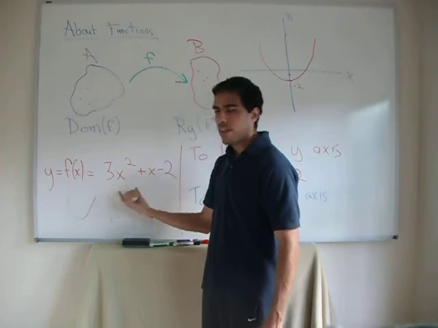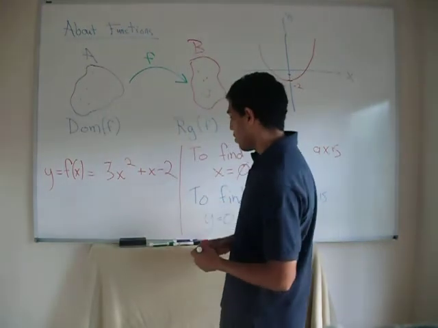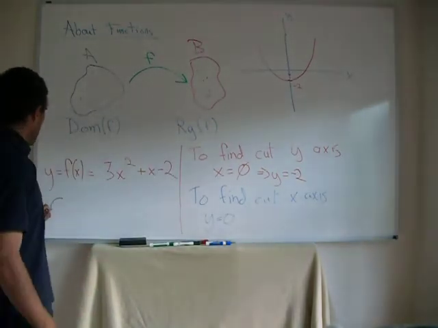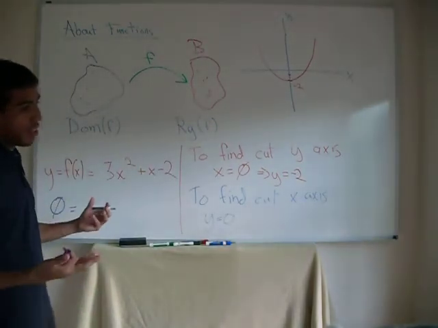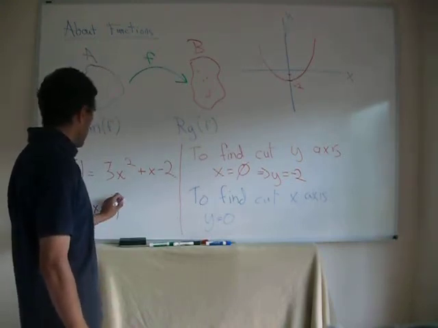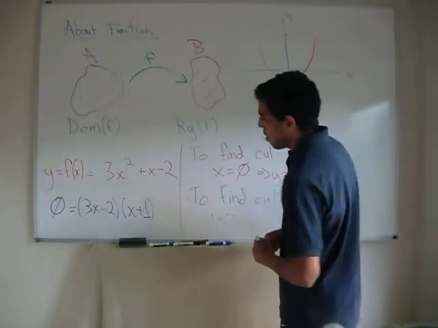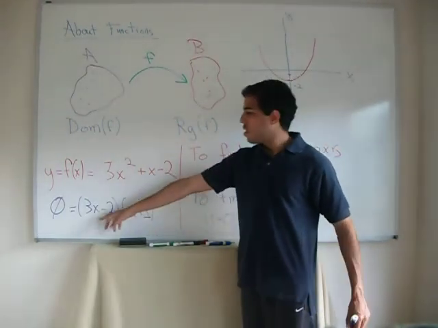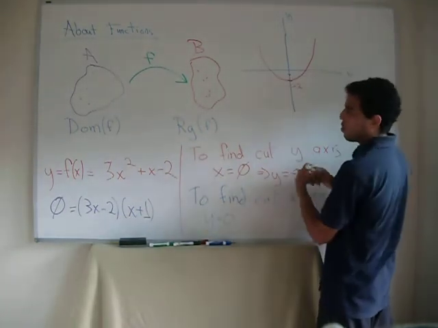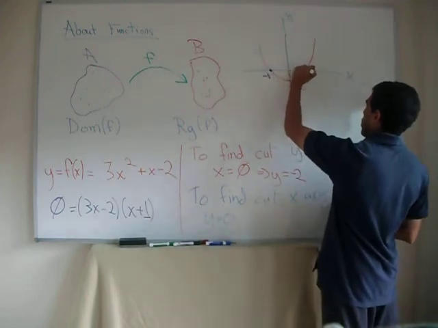After factoring, you're going to end up seeing that 0, which is what I want, y equals 3x minus 2, times x plus 1. And that means that there are two cuts in the x-axis. One is at 2/3 and the other one is at -1. So I may just write it down, and then I know that this cut right here is -1, and this cut right here is 2/3.